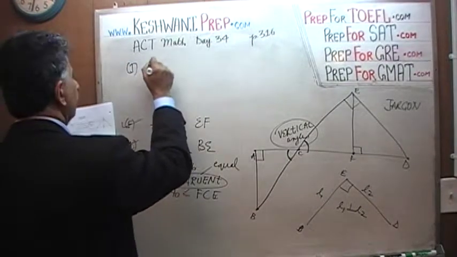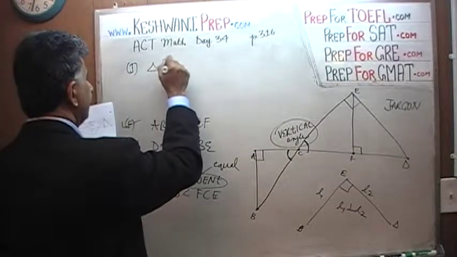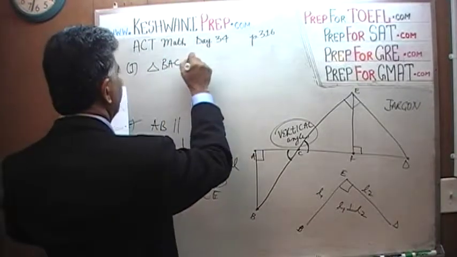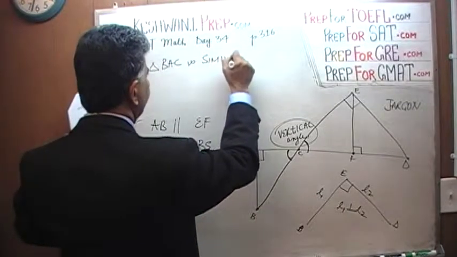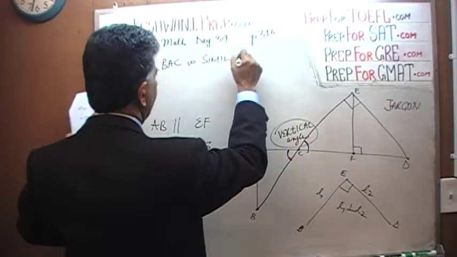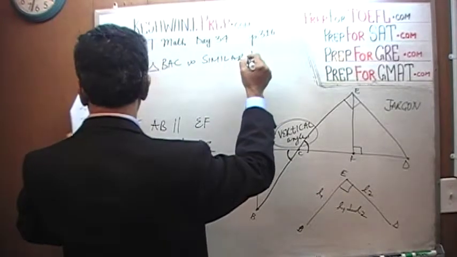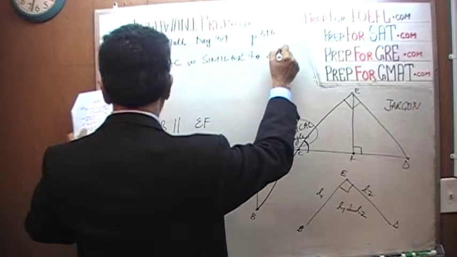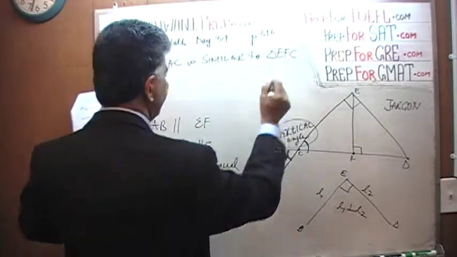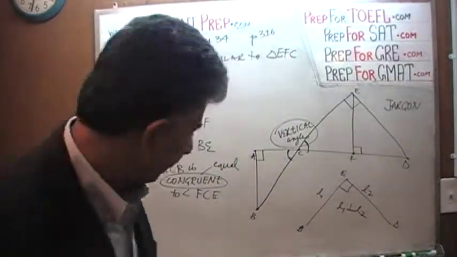In J, we are told that triangle BAC is similar to triangle EFC. Let's again look at these two triangles so we can talk about them.